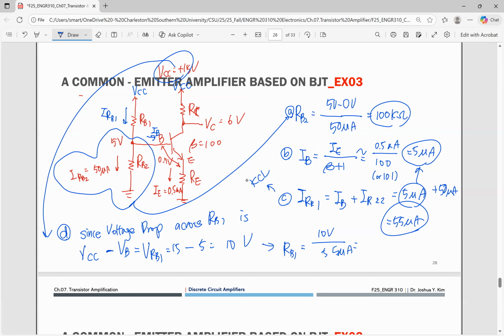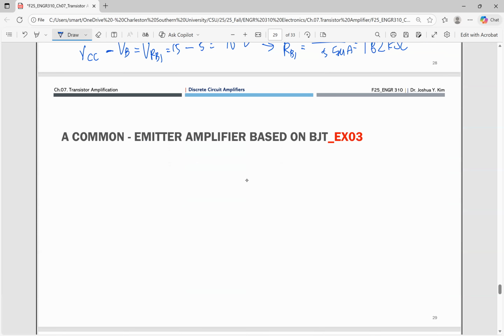So after that, by using the calculator, 10 divided by 55, multiplied by 10 to the 6, approximately 182 kilo ohm. Okay. All right. And still going, with the value of R sub E, we can find the I sub E.